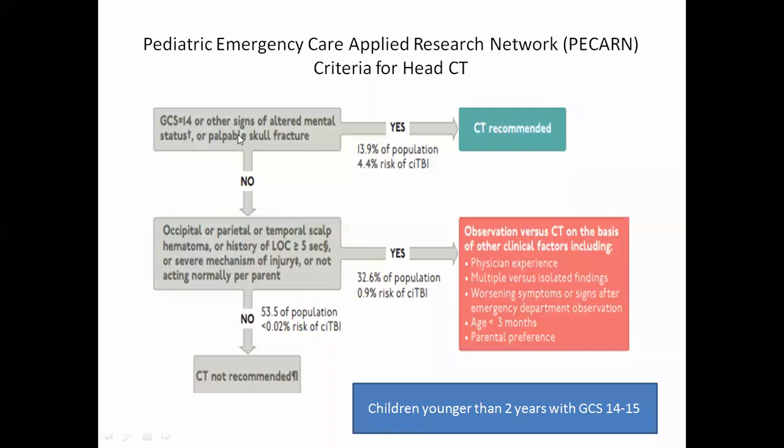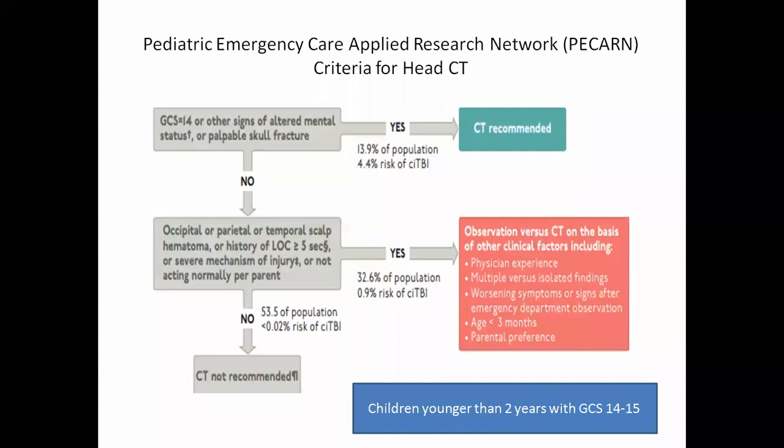But if nothing is there, no altered mental status or palpable skull fracture, then you need to look for hematoma. Any scalp hematoma, history of loss of consciousness more than 5 seconds, a very severe mechanism of injury, and the parents feeling that the child is not normal, parental anxiety. Then you need to take a call on whether to go for CT or observe the child, look for any worsening, and then go for CT. That is the call you have to take based on your experience and other findings.